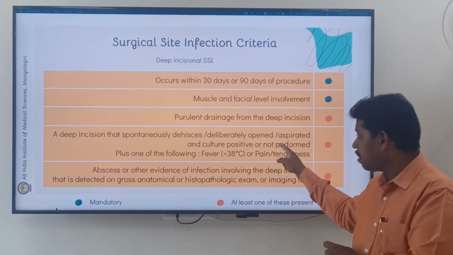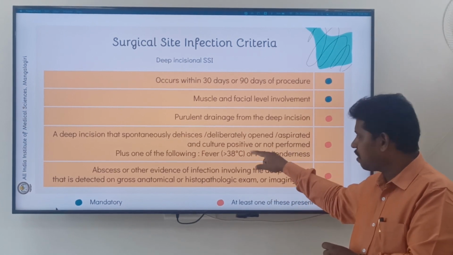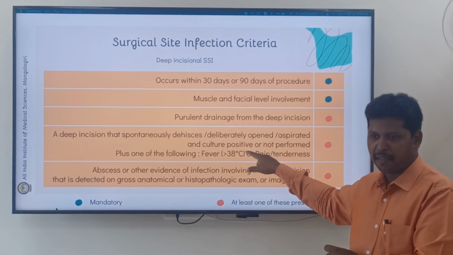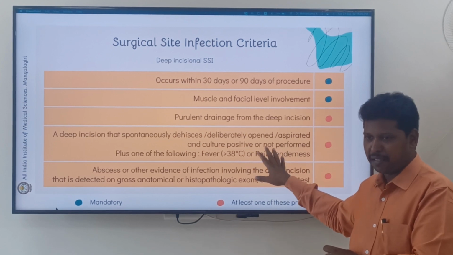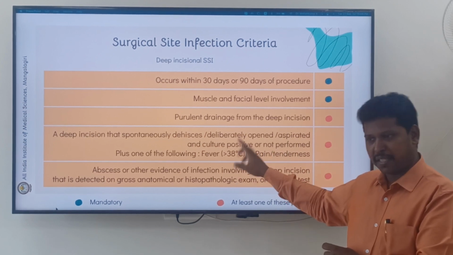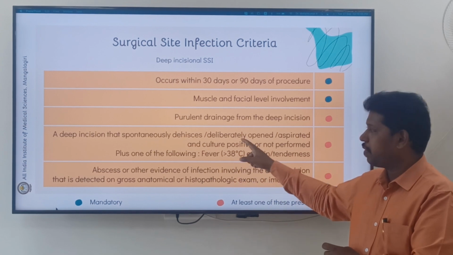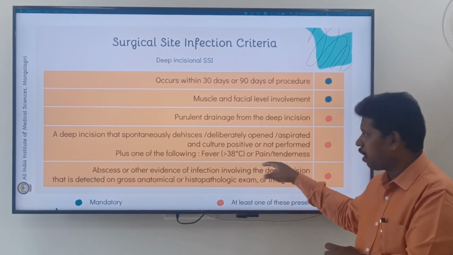If you send the culture and it comes negative, then this point will not be fulfilled. If you don't send a culture, it's fine. If you send a culture, it comes positive, it's fine. If you send a culture and it comes negative, then this point cannot be considered.